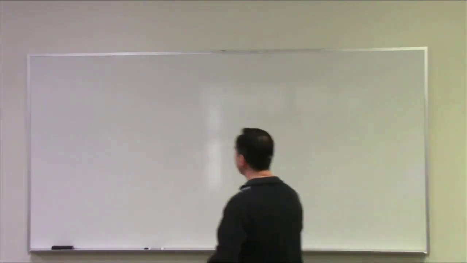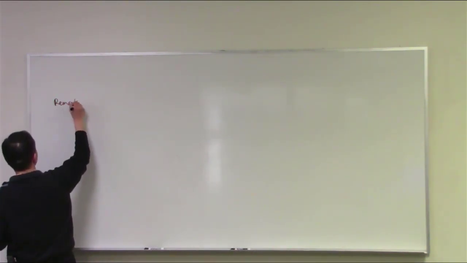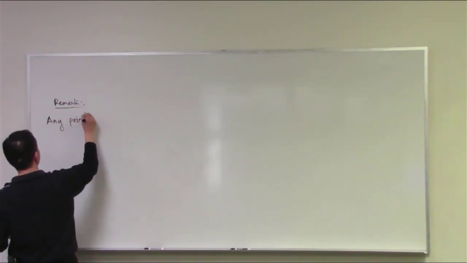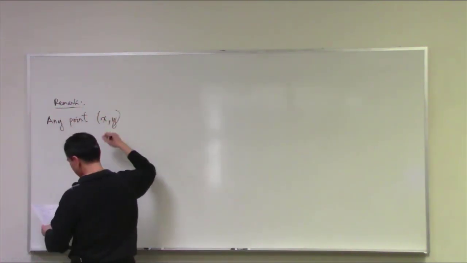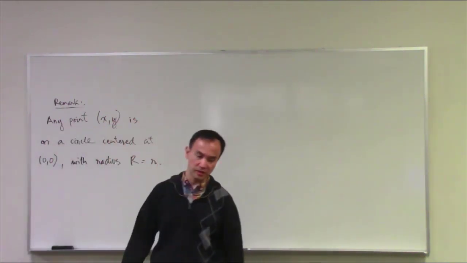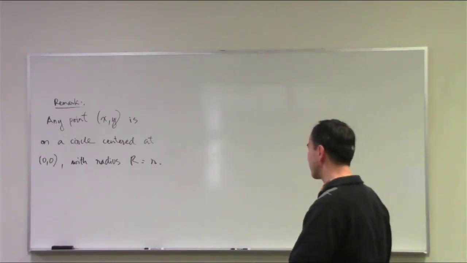Write down what I said earlier as a remark. So from what we've noticed, as a remark, any point at x comma y right here is on some lowercase distance r. That's what we understand about it just from the picture earlier.